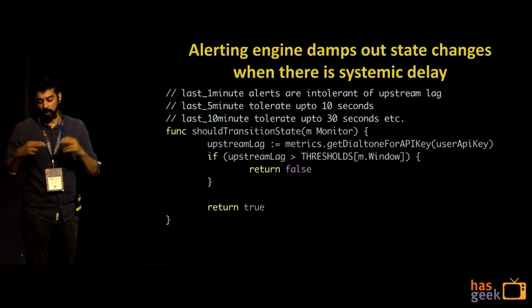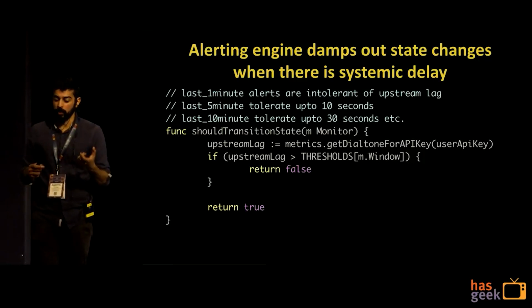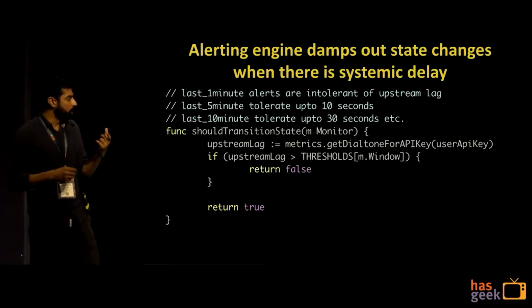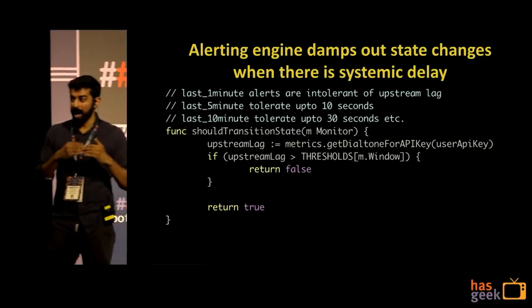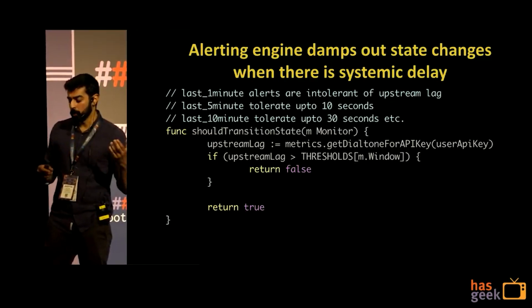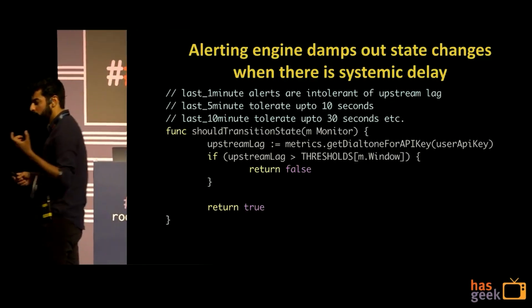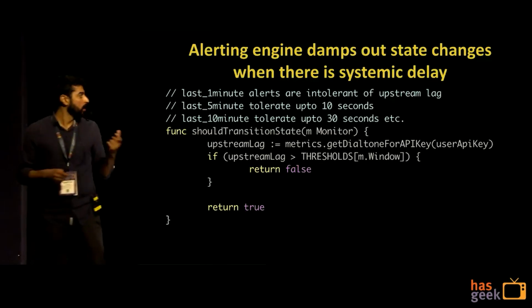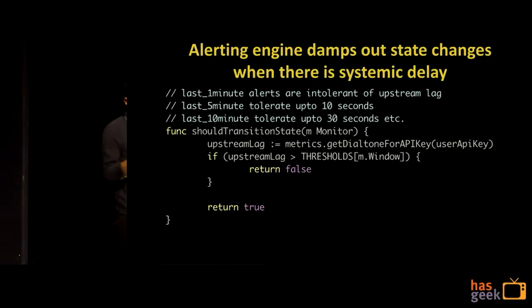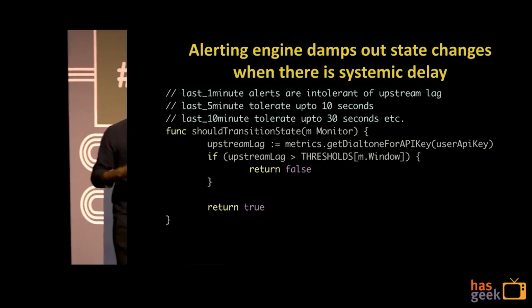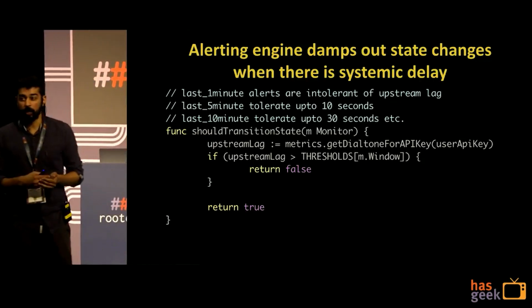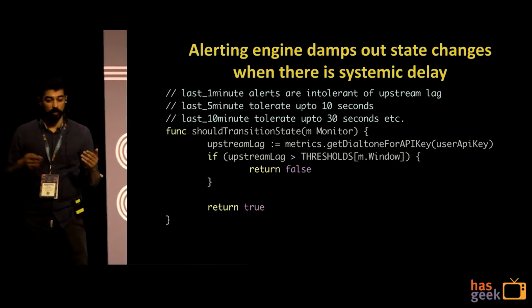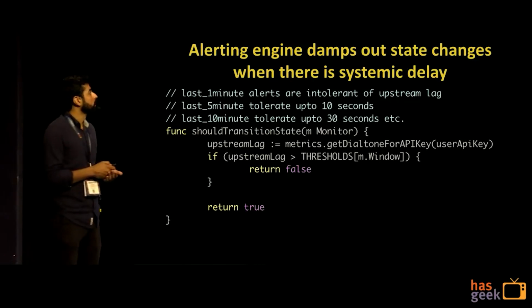And then based on the time window that the monitor was being evaluated for, we could apply a certain function to damp out the state changes. So if upstream lag was too high, based on the threshold for the monitor, we would make sure that we wouldn't transition the state, and that a state change that might have happened if we thought the data was absent didn't end up happening, because we knew that the data was delayed because of our dial tone collection.